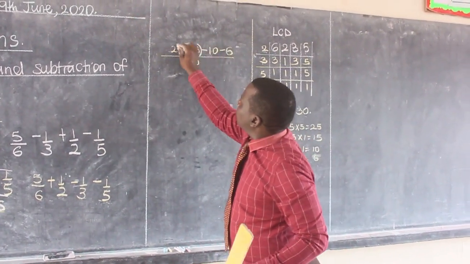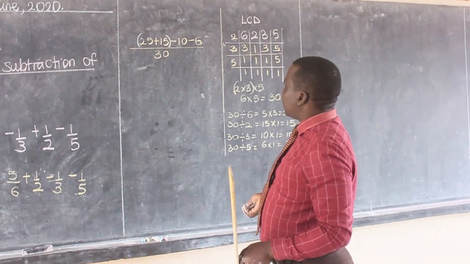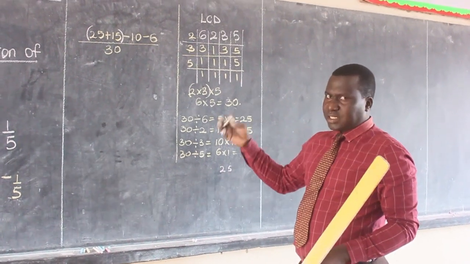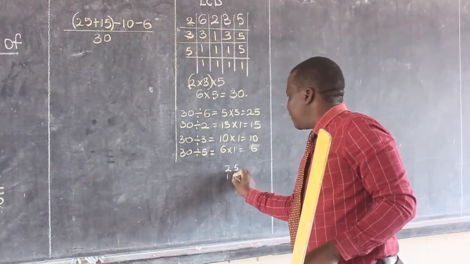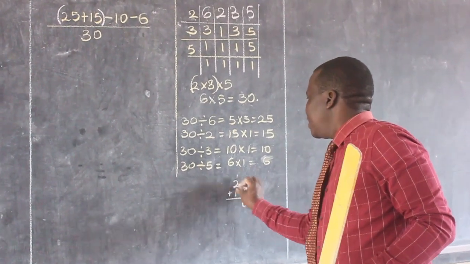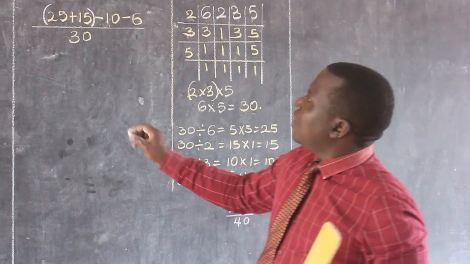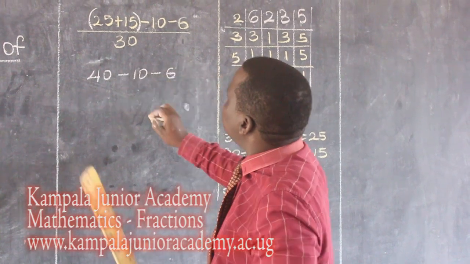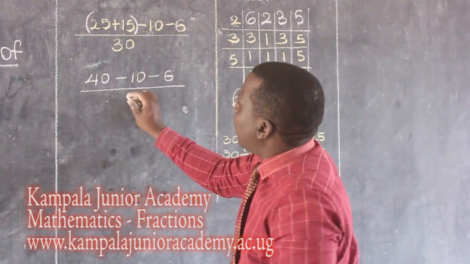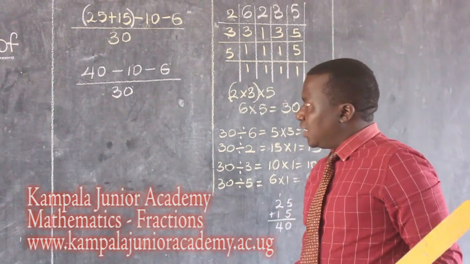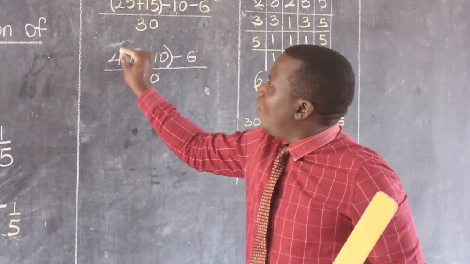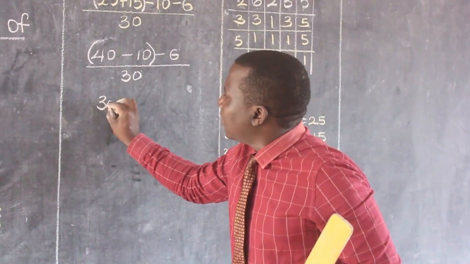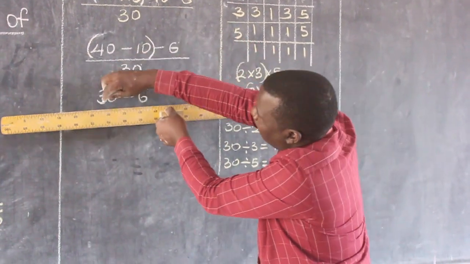So when you add this, what do we get? You can still consider your side work so that you are very sure and don't just guess. You add 25 plus 15 to give us 40. So we shall get 40 minus 10 minus 6 out of 30. Let's first take this only. So 40 minus 10, you get 30. Minus now the 6, still out of your 30.